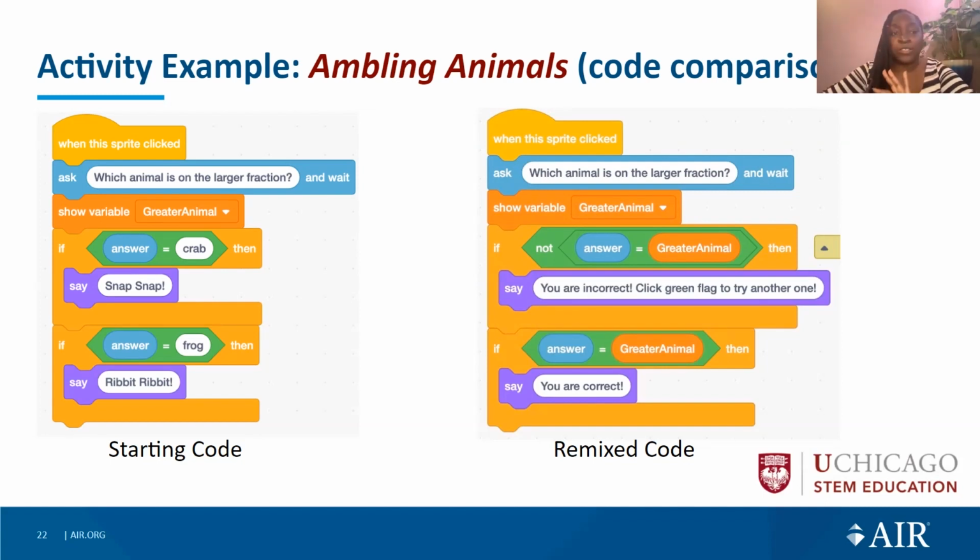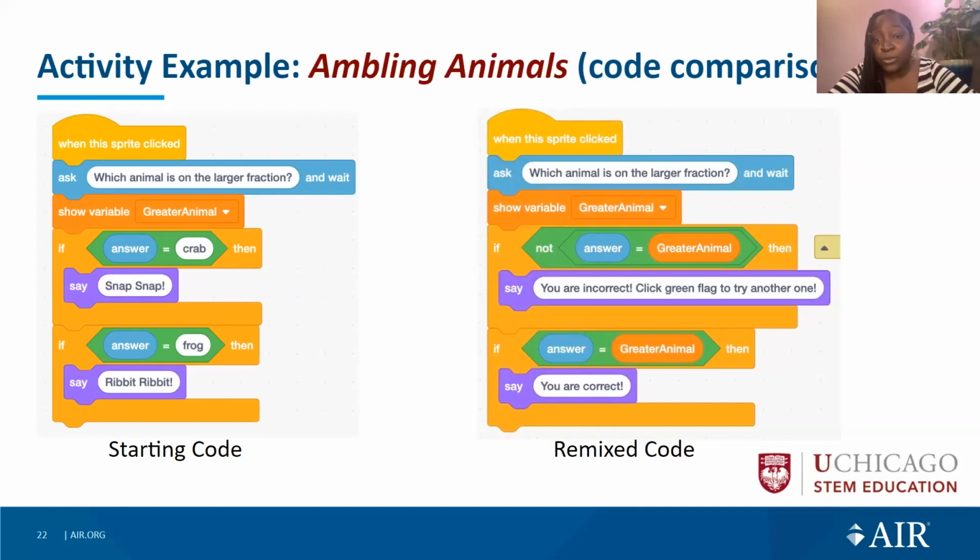So we give them this code. You'll see also that there are two if blocks, because we're also doing conditionals at the same time. And the students remix this code. Right now it's set so that if the answer that the user gives is crab, then the program will say snap, snap. If the answer that the user gives is frog, then the program will say ribbit, ribbit.